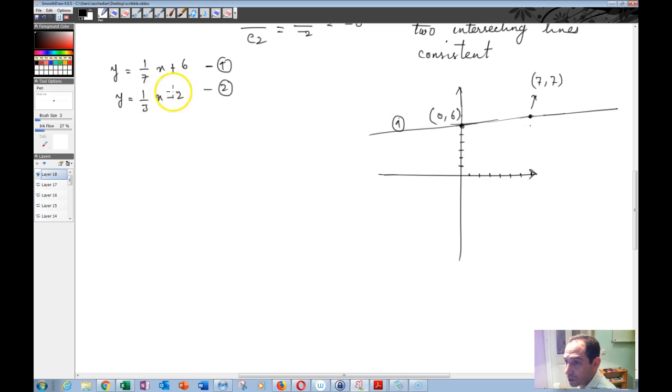Number 2 is your y-intercept is -2, so you have this point over here, and then 1/3 x is for 3 units of horizontal change, you have 1 unit of vertical change. So that would get you 1, 2, and 3, and 1 unit, so that would get you somewhere over here. And the two lines are going to meet somewhere over here.